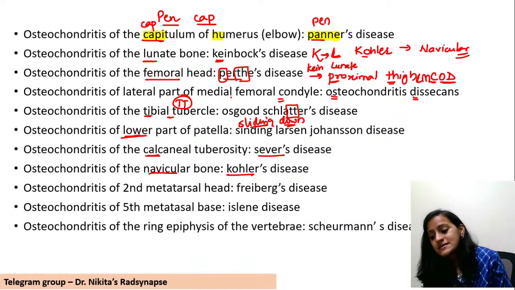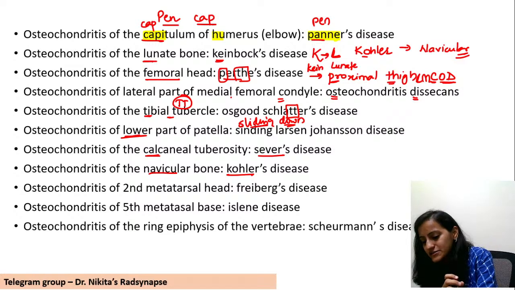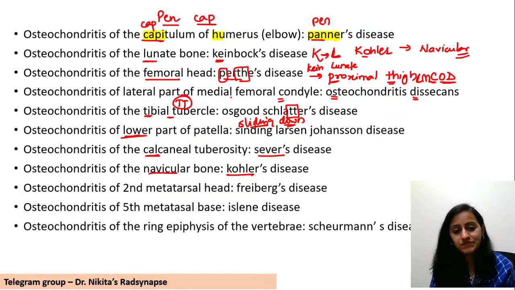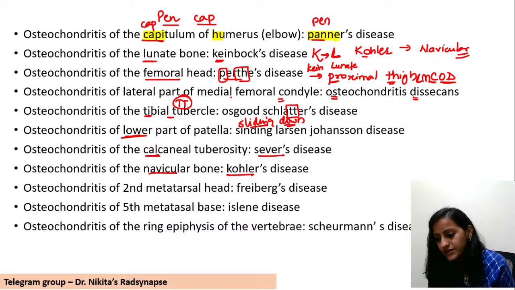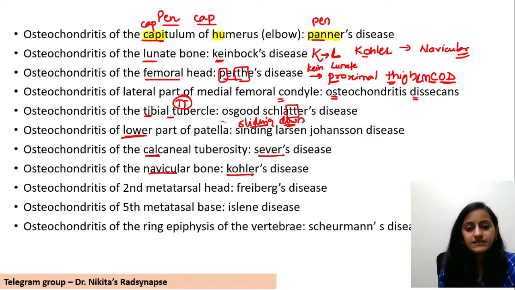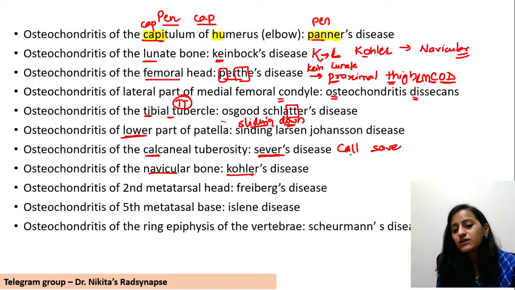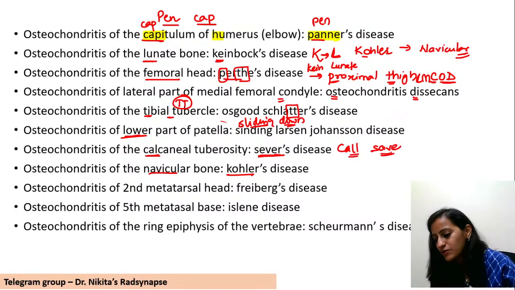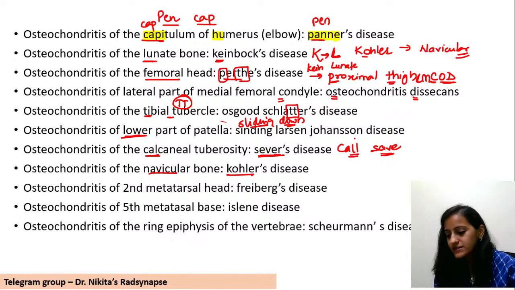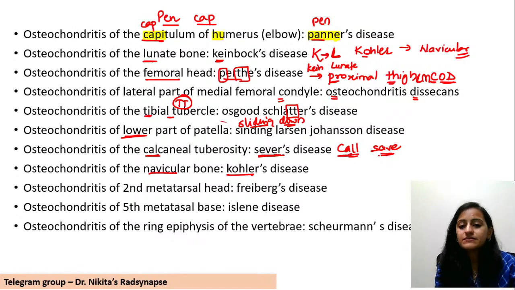Then you have the next one, your calcaneal tuberosity. Calcaneal tuberosity is your Sever's disease. Call for save, right? We call for save, call for help, call for save. So calcaneum is your Sever's. Calcaneal is your Sever's, navicular is Kohler's.